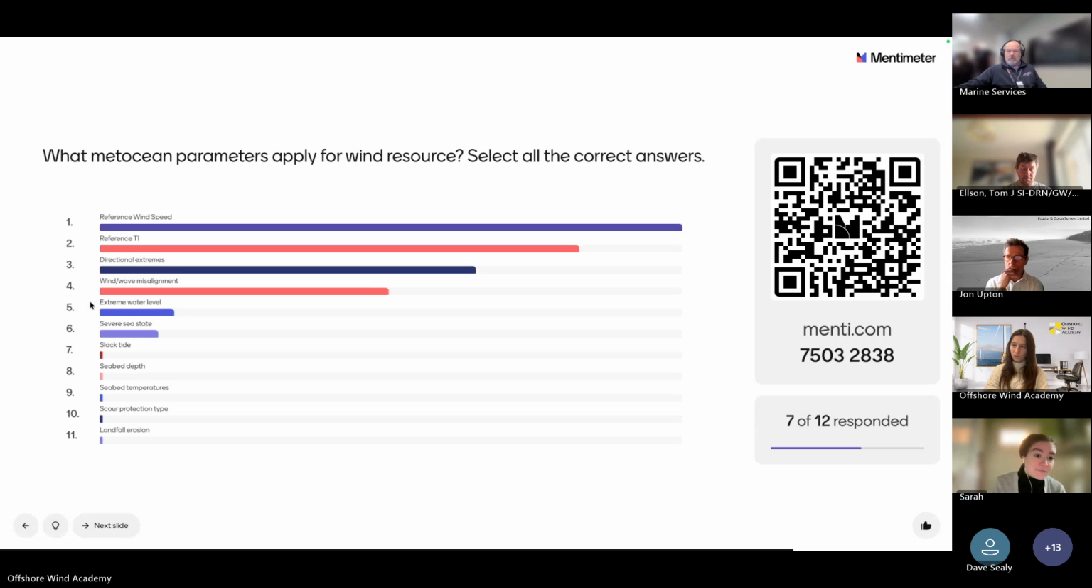Directional extremes, of course, also very important for the tower design that is owned directly by the turbine package itself. And reference TI and reference wind speed are the two main parameters for wind resource.